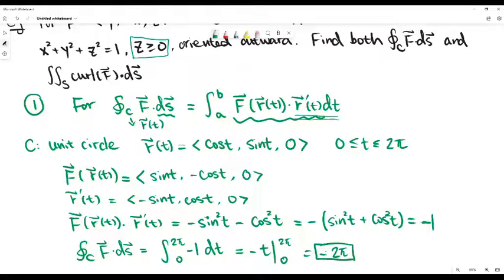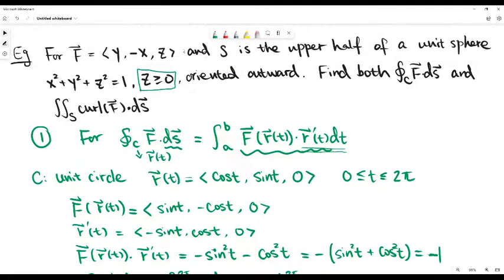Note that we would not be able to use Green's theorem for this one, because my vector field F is a 3-dimensional vector field here, right? It's not just F1, F2, so the Green's theorem we learned before will not work. But we can compute this vector line integral just according to the definition.